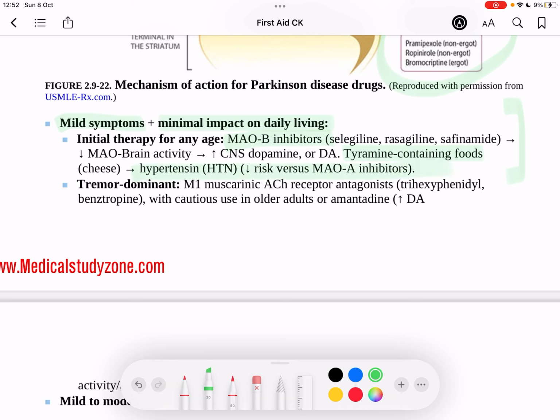One thing to note, we also give monoamine oxidase inhibitors in depression. Okay, these are the monoamine oxidase A inhibitors, and these are more likely to cause this hypertensive crisis.